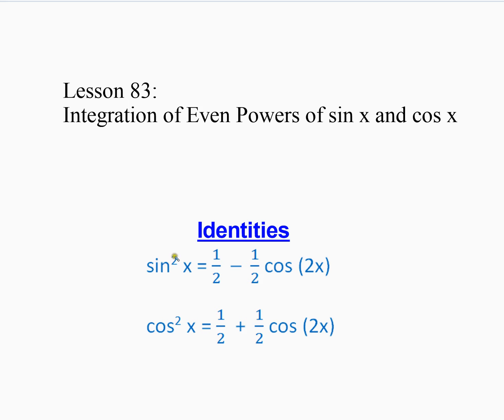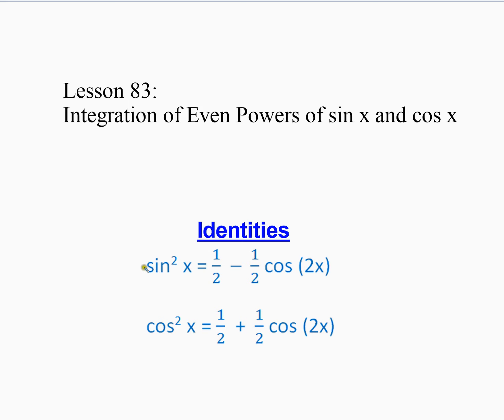If you look back at your half angle identities, we learned that sine squared of x is 1/2 minus 1/2 cosine of 2x. And so what we could do is square both sides and we would have this function. Same thing with this bottom one, we would have this.